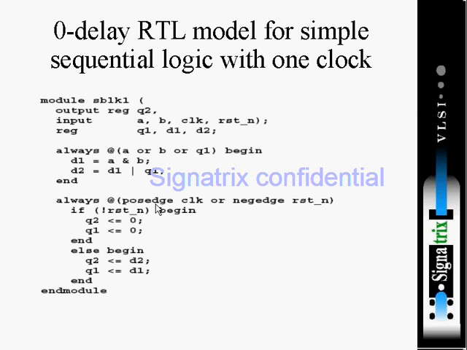Second, you see one sequential block is there, always at posedge of clock or negedge of reset. If reset, they are assigning the outputs Q2 and Q1 to a known state, 0, and else they are assigning the values of D1 and D2. So you have not seen any delay in this sequential circuit as well as the combinational one. So this circuit is a combination of sequential and combinational logic, but with 0 delay.